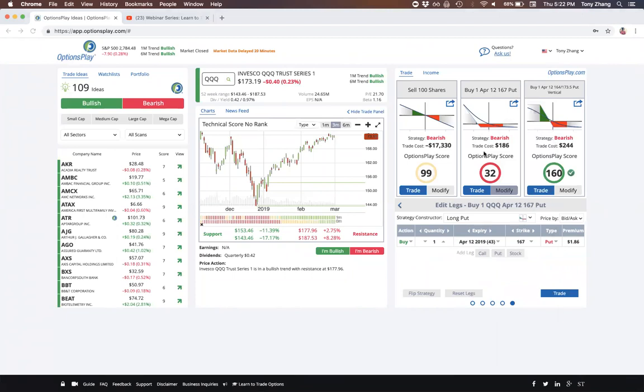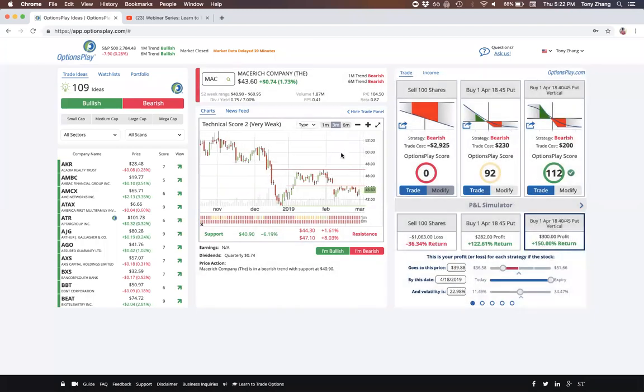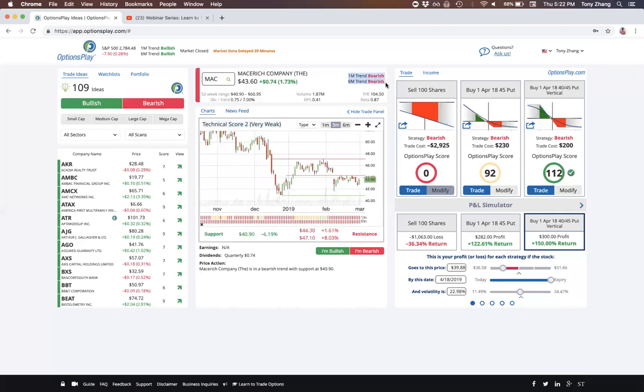Craig, do you have time to look at the technical analysis for MAC, today's daily play? Sure. So as you can see, we were looking at this stock as having very weak relative strength. The 1 month and 6 month trends were bearish. These are all the bearish things that we're looking at.